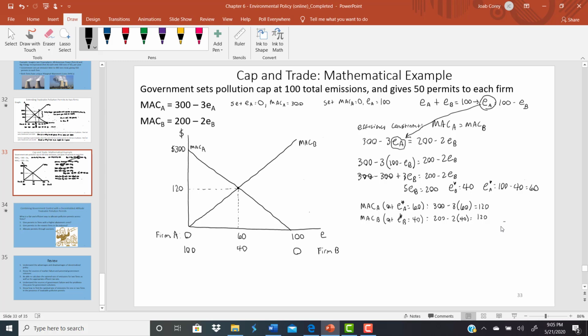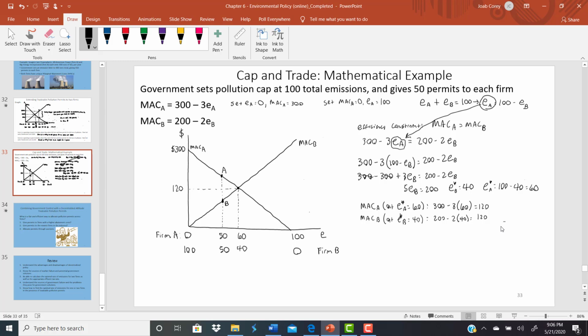That's not where they start. Remember, where they start is that each firm is given 50 permits. So if we're measuring emissions from left to right for firm A, and they're getting 50 permits, that means they're going to have 50 emissions. So with that in mind, their starting point is going to be right here somewhere, and that's for firm A. We also know that firm B is going to start with 50 emissions. If we're measuring emissions for firm B from right to left, then 50 emissions is going to occur over here to the left of 40. And so that's where firm B is going to start.